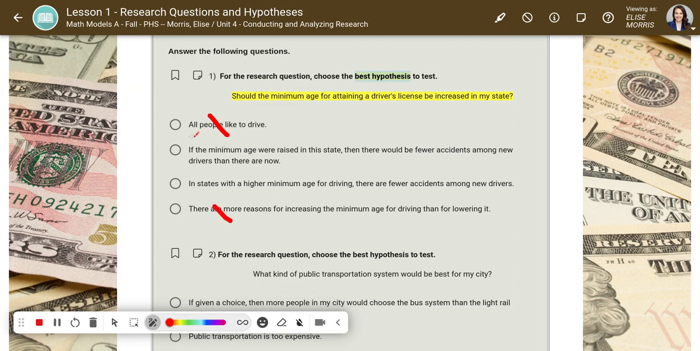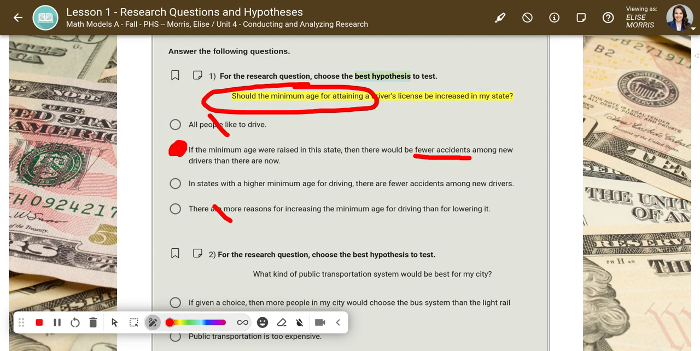This one's out. If the minimum age were raised in the state, then there would be fewer accidents among newer drivers than there are now. I'm thinking this one's going to be it because, and I'll read the other one again, but we have it in conditional form, that if-then is there. Our hypothesis is exactly what we're interested in, the minimum age being raised in our state. And accidents is something that we can find.